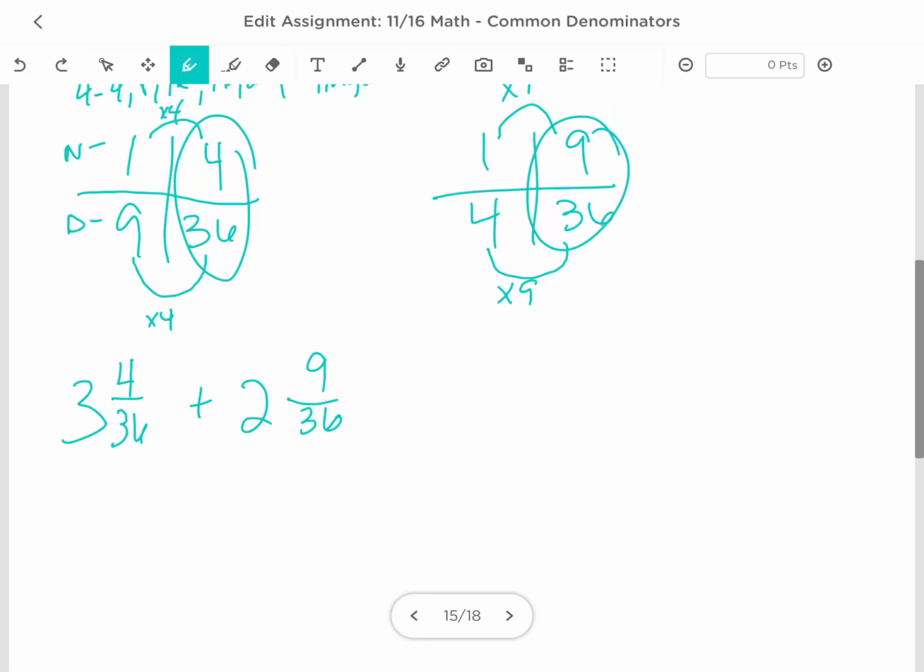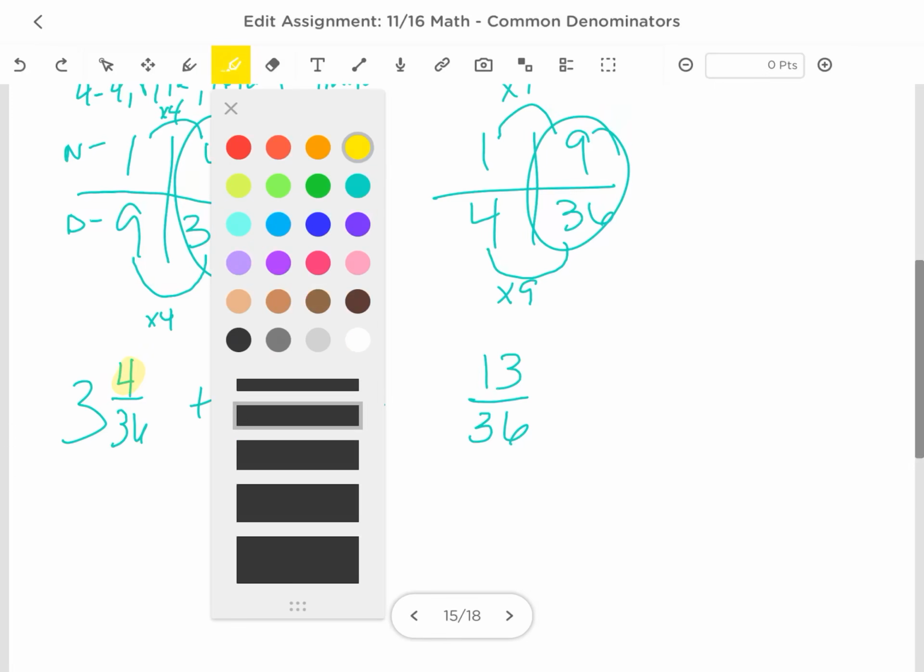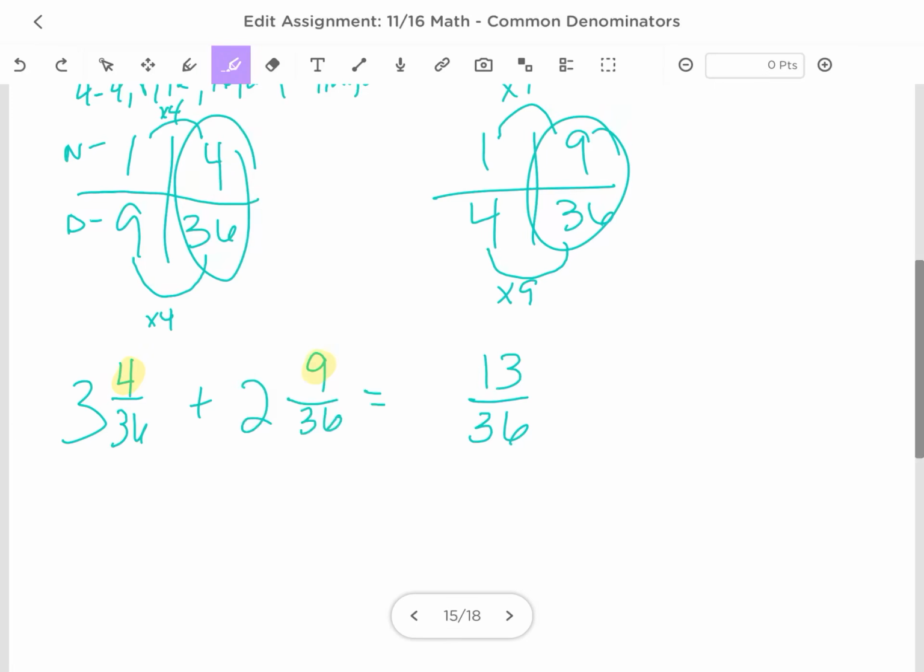Now we add them up. Let's start with our numerators. So again, our numerators are 4 and 9. I'm going to add those up, and I am going to get 13 for my numerator. I worked so hard for that denominator, so it's going to stay the same. And now I'm going to add up my whole numbers, which are 3 and 2. When I add those up, I get 5. My answer is 5 and 13 over 36.